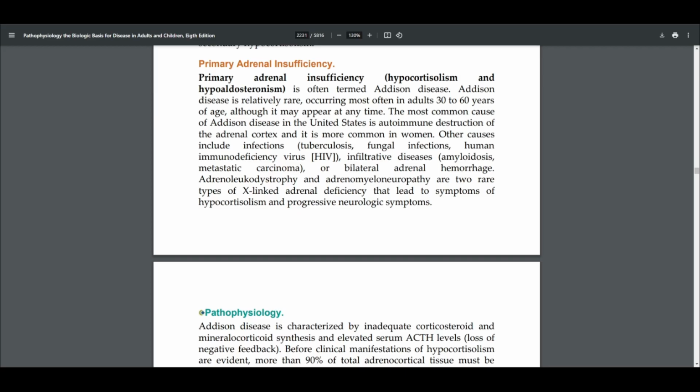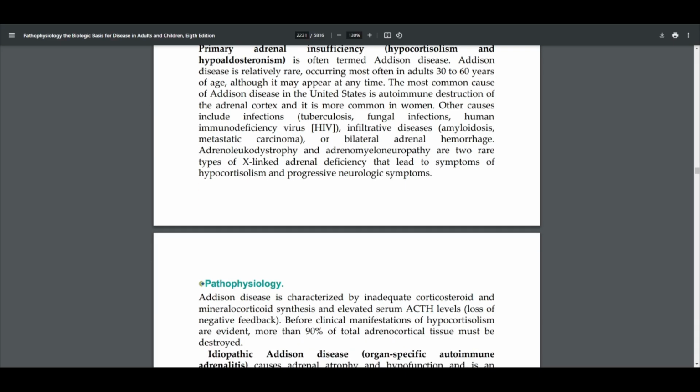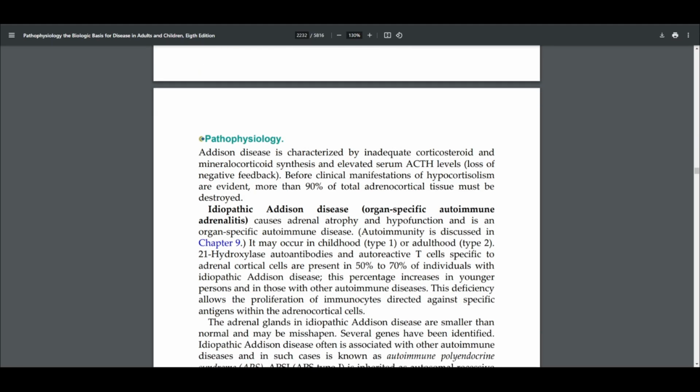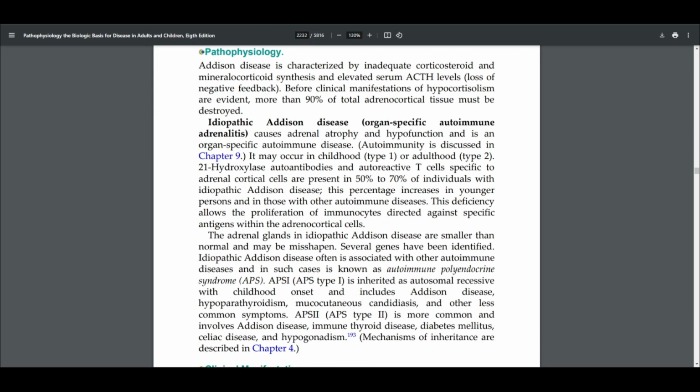Adrenoleukodystrophy and adrenomyeloneuropathy are two rare types of X-linked adrenal deficiencies that lead to symptoms of hypocortisolism and progressive neurologic symptoms. Pathophysiology: Addison's disease is characterized by inadequate corticosteroid and mineralocorticoid synthesis and elevated serum ACTH levels.